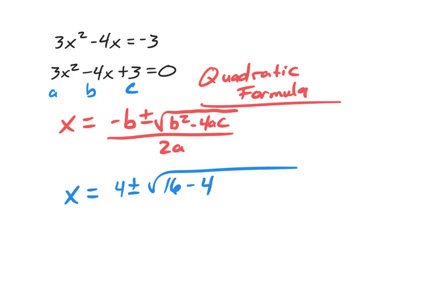And then 4 is always 4. It's part of the formula. Times 3, which is A, times 3, which is C. Just happens on this one, they happen to be the same number, all over 2A, which is 2 times 3.